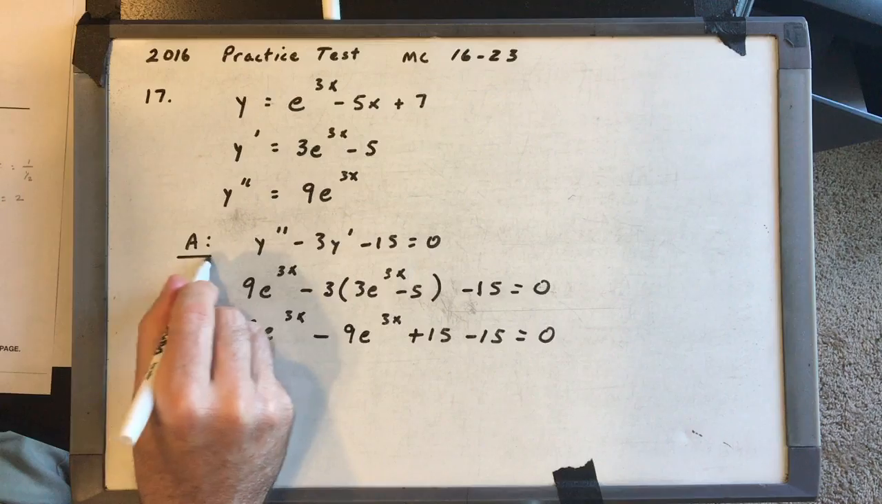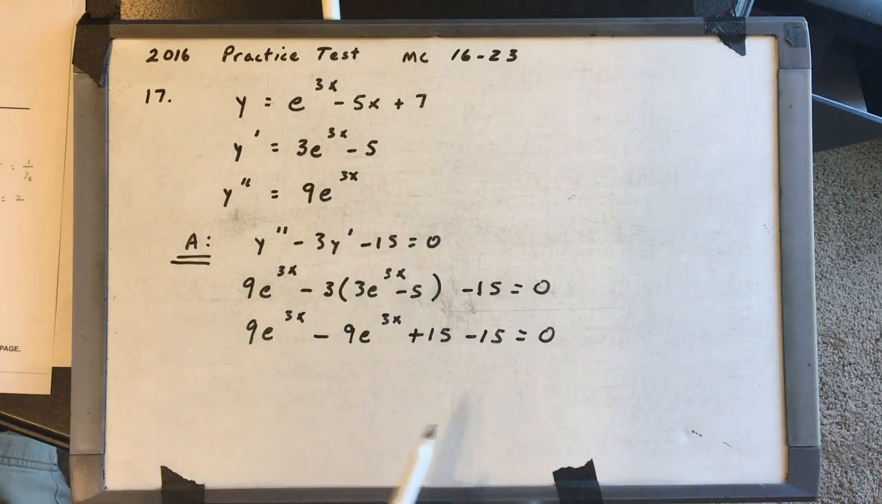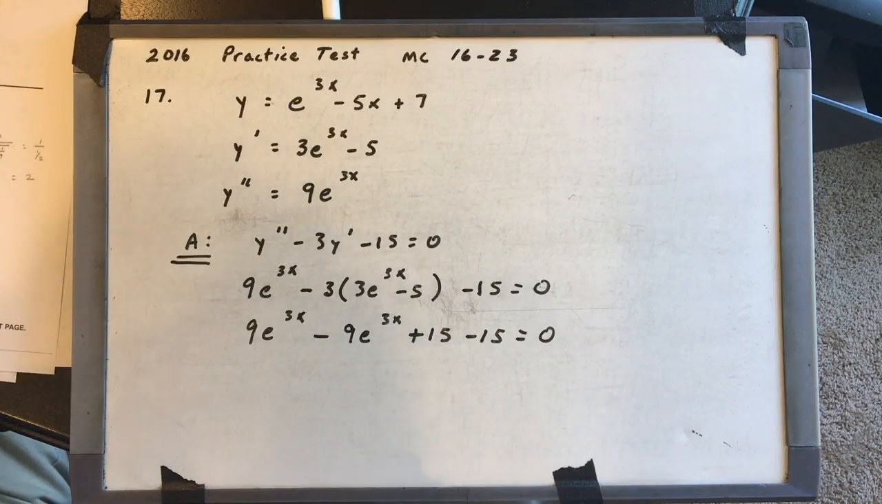So we got it on the first try, but let's say you didn't, you'd have to go through B, C, and D and keep trying those options until you got it. All right, so that is number 17. That one worked out for us pretty quick.